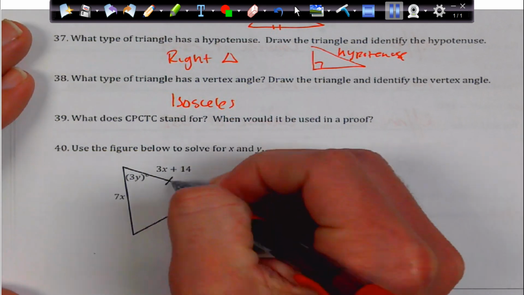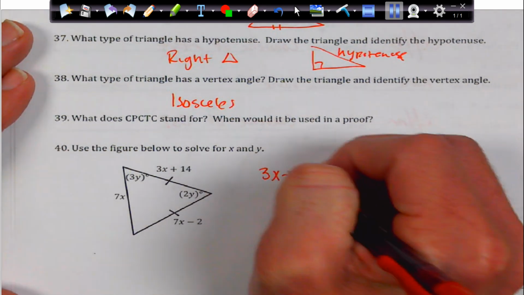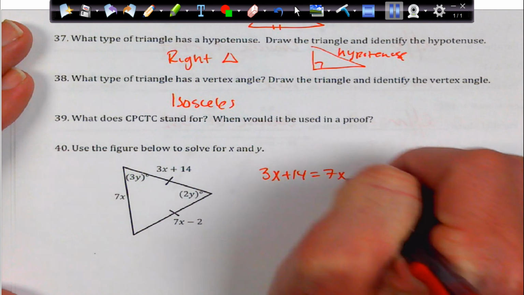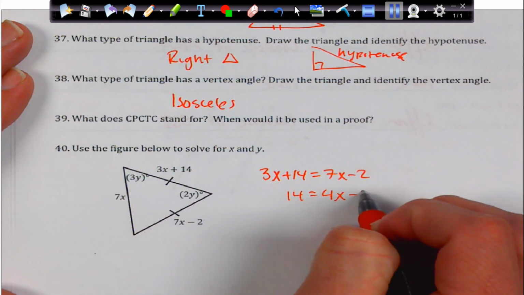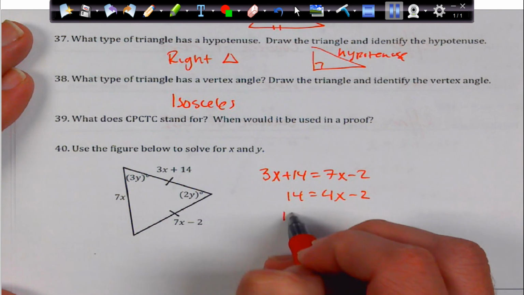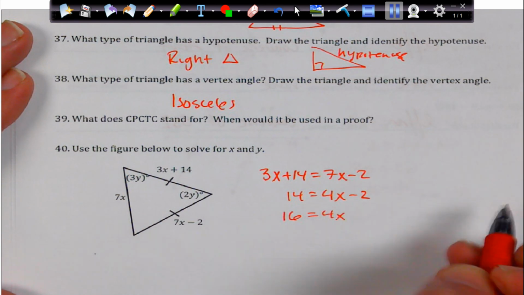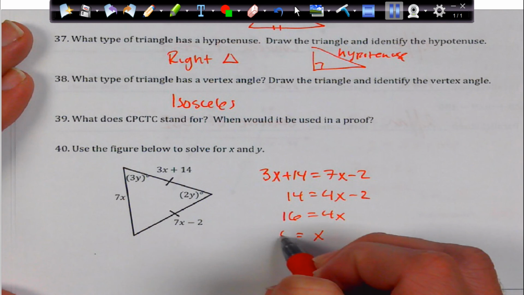Okay. These two segments are congruent, so we're going to set them equal to each other. We subtract 3x, 14 equals 4x minus 2. And then add 2, you get 16 equals 4x, and then divide by 4, x equals 4.